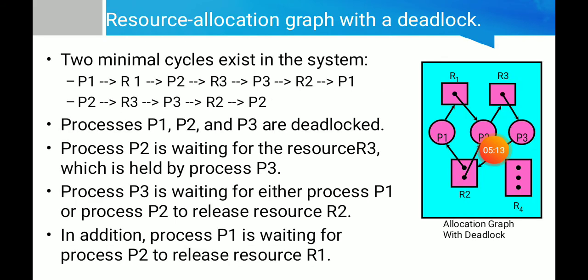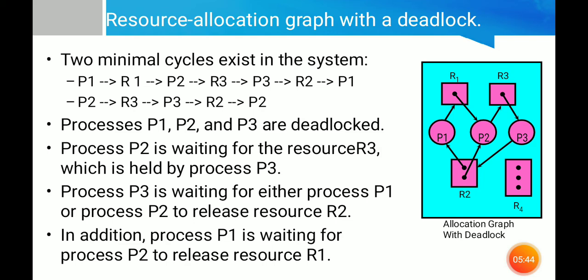So this is an example of the graph with deadlock. Now, we have to first find out whether there is a cycle or not. So yes, in this graph there are two cycles. One starts from, we just need to go through the path. So from P1 to R1, then P2, then R3, then P3, then R2, and again reaching P1. This is one large cycle.